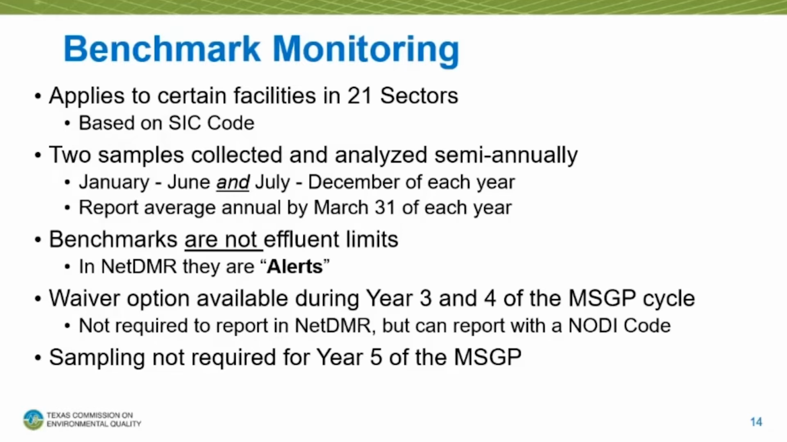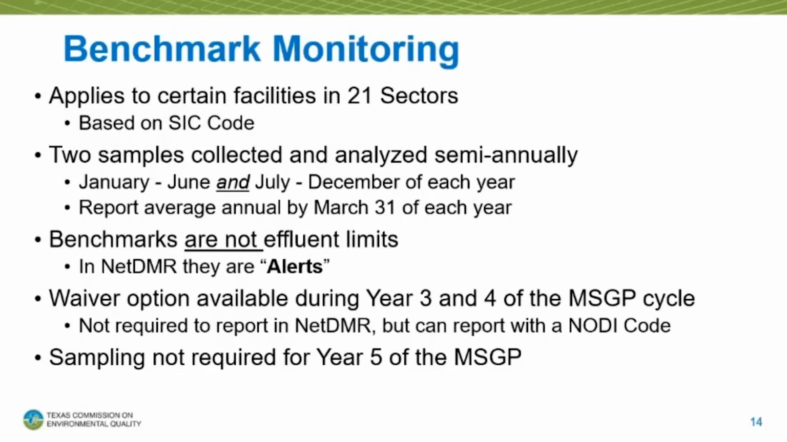There is a waiver option available from benchmark monitoring only during year 3 and 4 of the master general permit cycle. So I mentioned on the very first slide that we issued this permit in August of 2021 and it won't expire until August 2026.